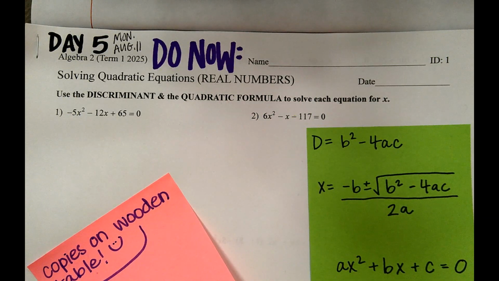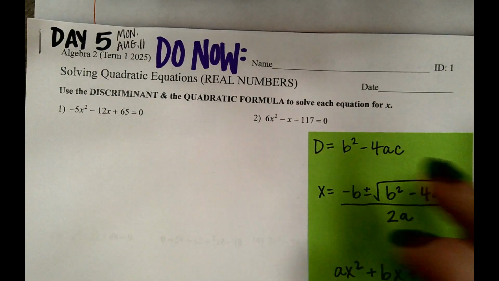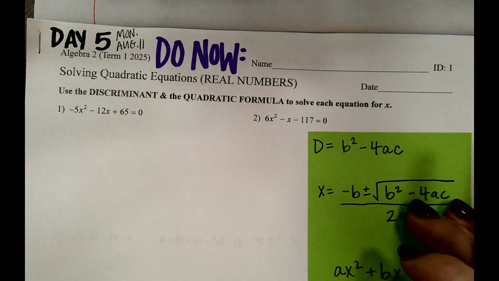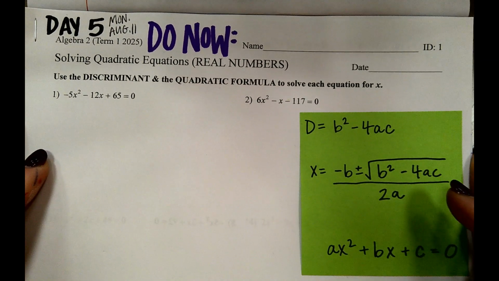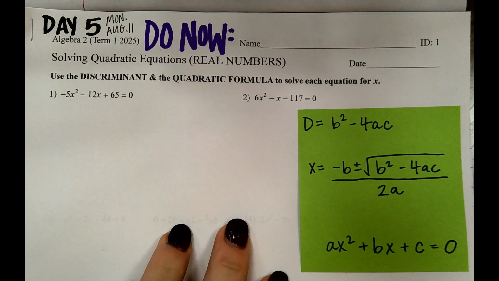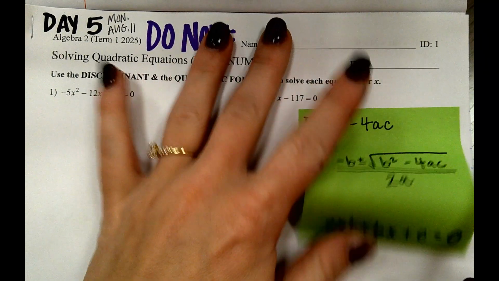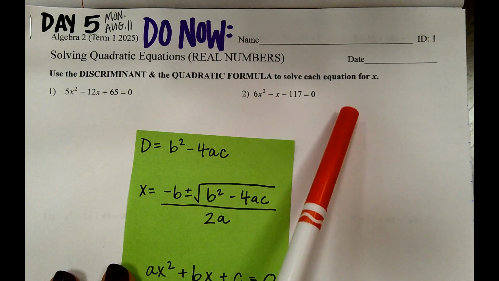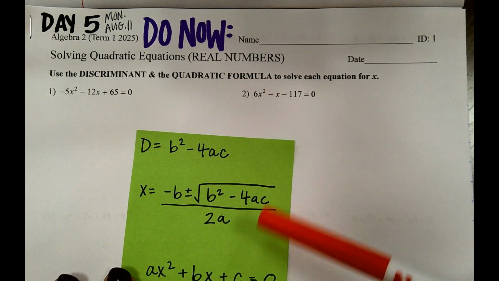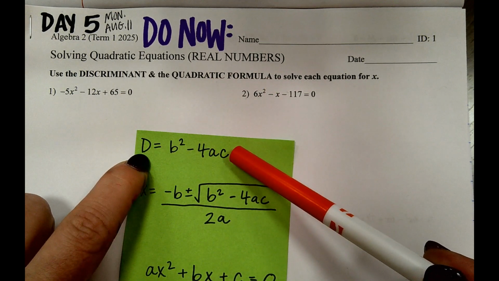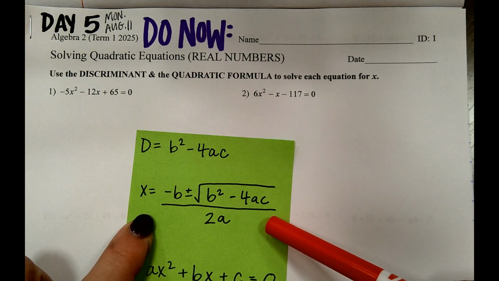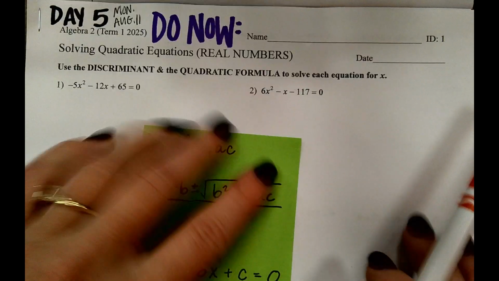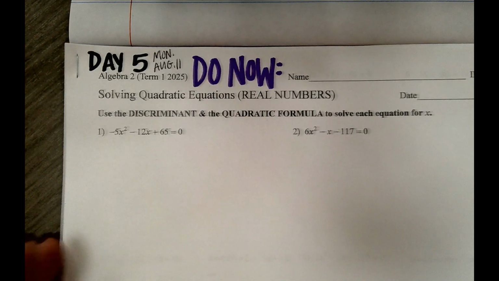So it is officially day 5 in Algebra 2. It is Monday, August 11th, and your due now was just to start working on this worksheet. You were allowed to work with each other. You could have worked alone, and come up with any questions you have about the process of solving quadratic equations. So I went ahead and gave the discriminant formula and the quadratic formula just to help us out. And we're going to just start with number 1.